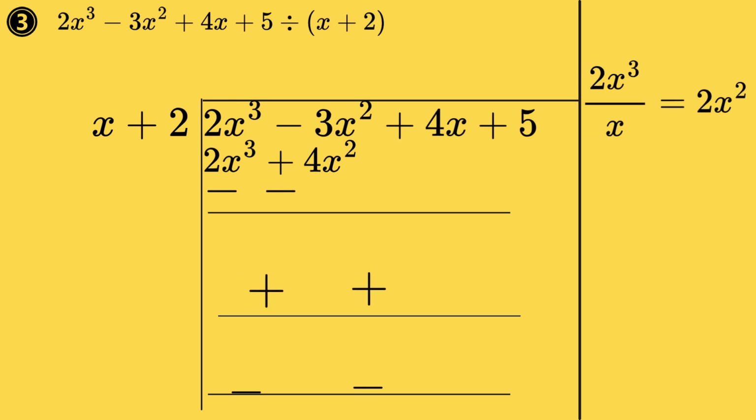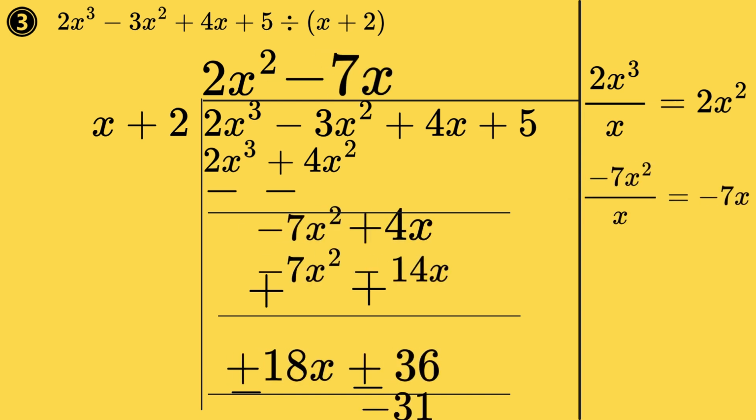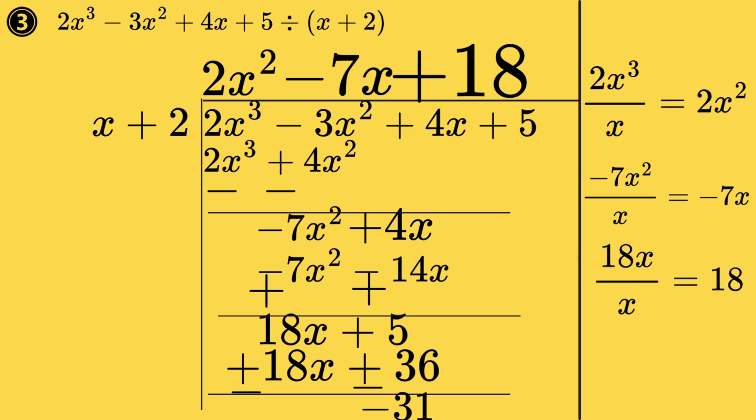Let's look at our last problem for today, which is 2x cubed minus 3x square plus 4x plus 5 divided by x plus 2. So now we will divide the first term of the dividend, that is 2x cubed, by the first term of the divisor, which will give you 2x cubed divided by x, which is 2x square. Now this 2x square will become the first term of our quotient.